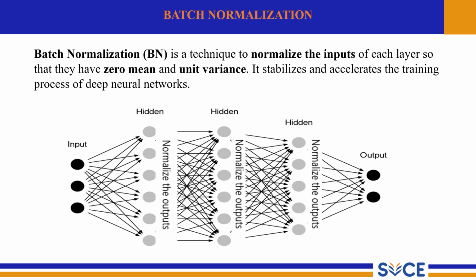Batch normalization is applied between layers to normalize their outputs. It ensures that each layer receives inputs with stable mean and variance, which keeps the network stable during training, allows faster convergence, and reduces sensitivity to weight initialization. In this diagram, each hidden layer's outputs are normalized before being passed to the next layer. This helps the network learn more smoothly and consistently.